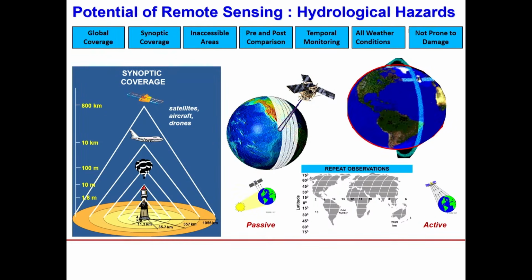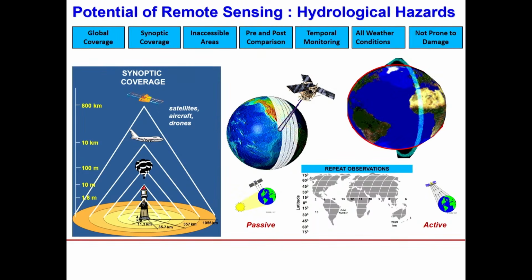They can provide synoptic coverage. They can cover inaccessible areas. They provide us the pre and the post images, which are very important to understand what was there before and what has happened after the event has happened. Temporal monitoring is also required, because we need to see how the particular event is unfolding, how the dynamics of the water is changing.